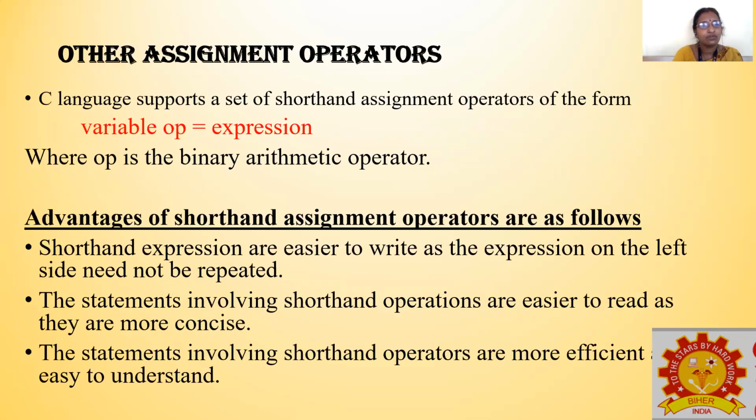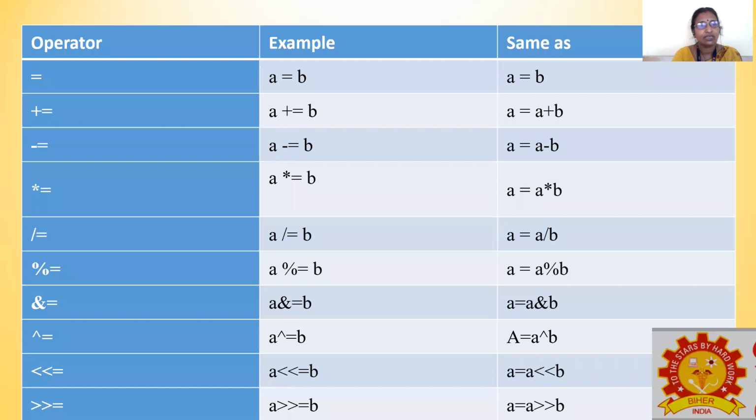Other assignment operators: the C language supports a set of shortened assignment operators of the form variable op= expression, where op is a binary arithmetic operator. The advantages of shortened assignment operators are as follows. Shortened expressions are easier to write. Statements involving the shortened operations are easier to read. They are also more efficient to understand.